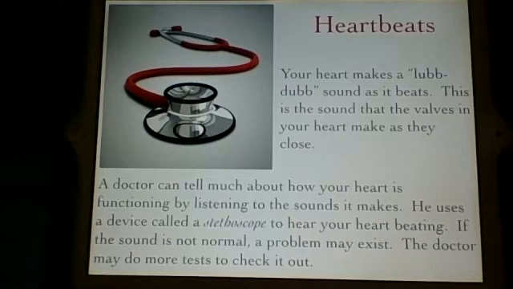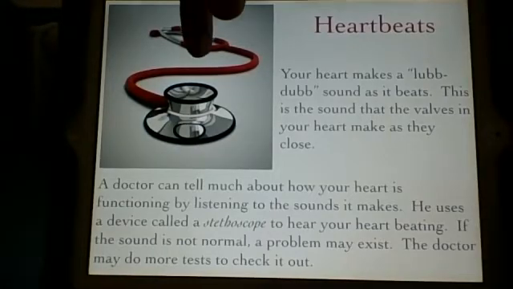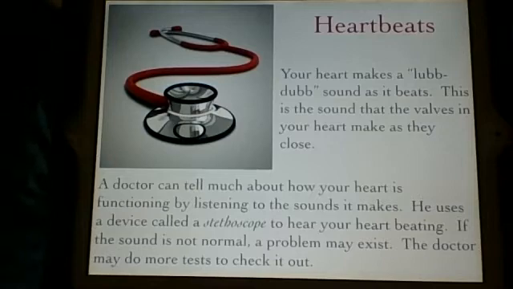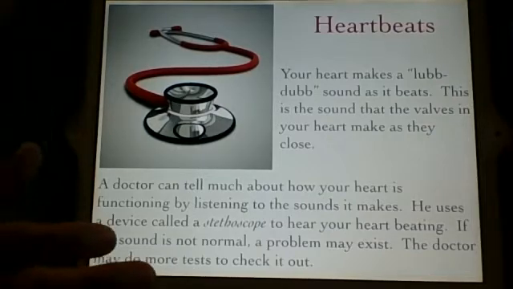So a doctor can tell a lot about how your heart is functioning by listening to the sound it makes. And he uses what's called a stethoscope. This is what a stethoscope looks like. You all know what those are. That is what doctors use to listen to your heart, listen to your lungs. If the sound is not normal, a problem may exist, and the doctor may do more tests to check it out.